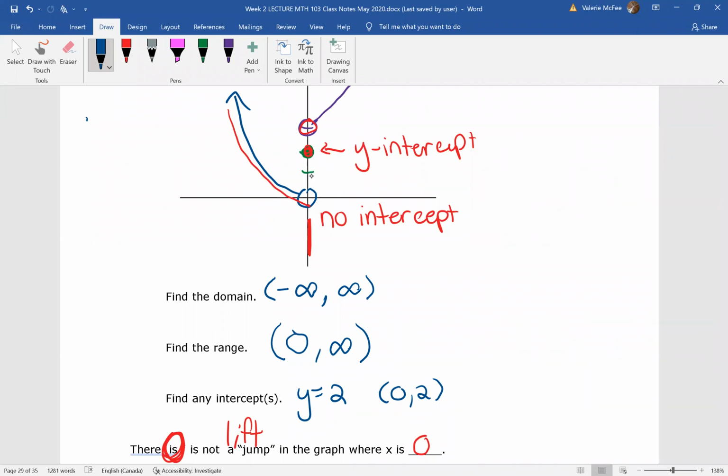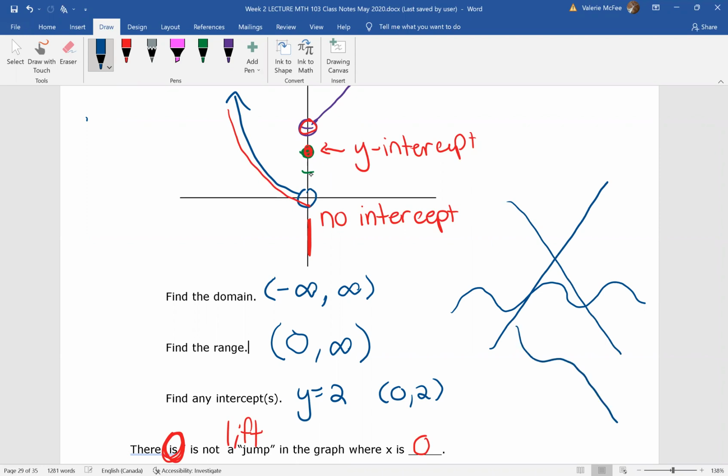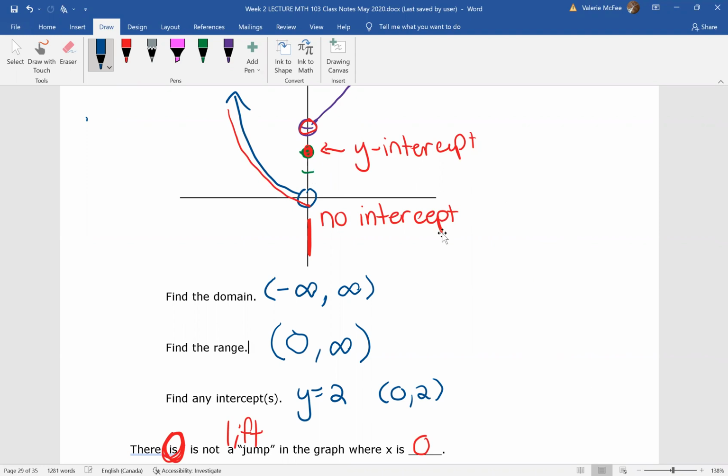A continuous graph doesn't ever require that you lift your pencil. It just smoothly keeps going up and down, or only up, or only down. Those are all continuous. They don't break anywhere.